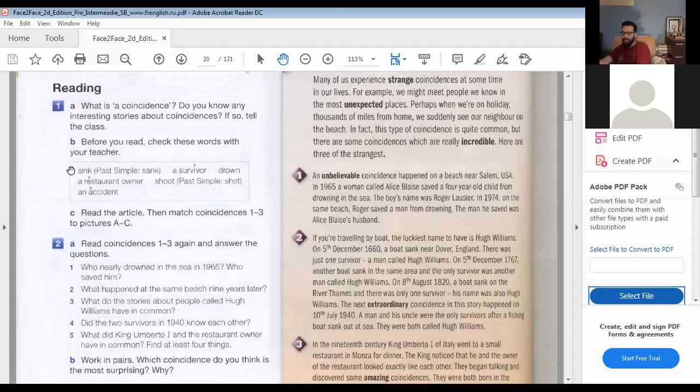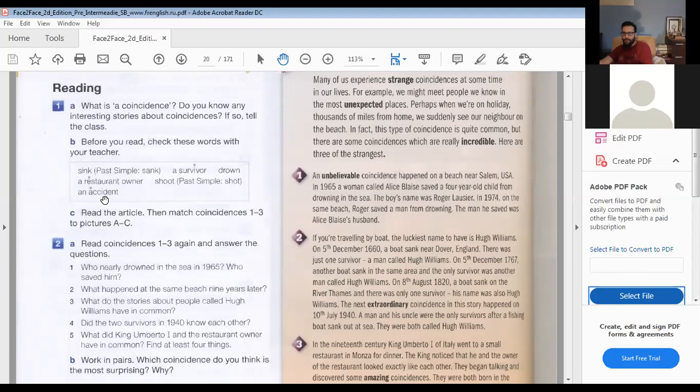Now, survivor, I think you know survivor. Yes, someone who doesn't die in an accident, right? Yes, correct. Okay, now we have a restaurant owner. I think this is clear, someone who owns or has a restaurant. And of course, shoot, and the past is shot. I think you know this. And of course, the word accident. So these are just some of the words which you will see in this story.